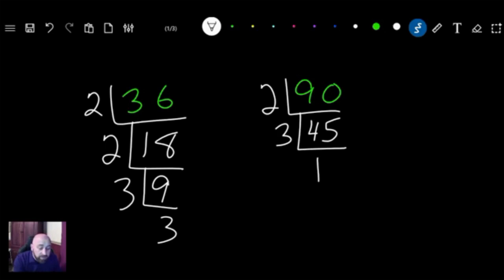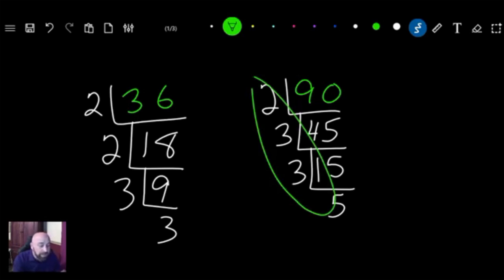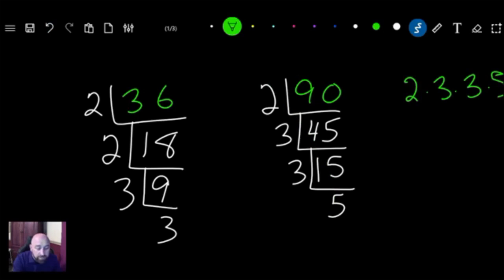3 goes into 15. Let me make sure I'm doing that right. Yes, 3 goes into 15 5 times. Okay. So 3 goes into 45 15 times, and then 3 also goes into 15 5 times. So there's your prime factorization of 36 and 90. One way that you can check that, just to make sure you didn't mess anything up, is just multiply down that list. So 2 times 3 times 3 times 5.